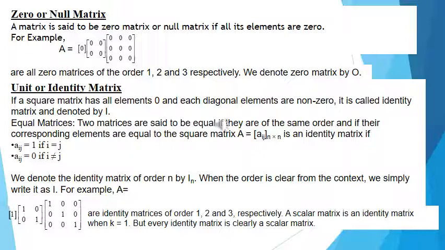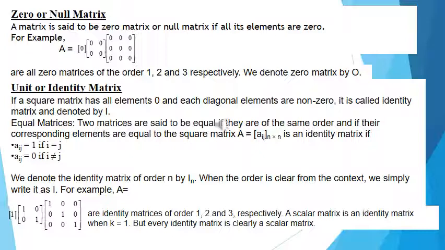We denote the identity matrix of order n by In. When the order is clear from the context, we simply write it as I. If we know the order, we don't need to write I1 or I2 or I3. For example, A = [1] is of order 1, [1, 0; 0, 1] is of order 2, and [1, 0, 0; 0, 1, 0; 0, 0, 1] is of order 3. These are all the identity matrices of order 1, 2, 3 respectively.